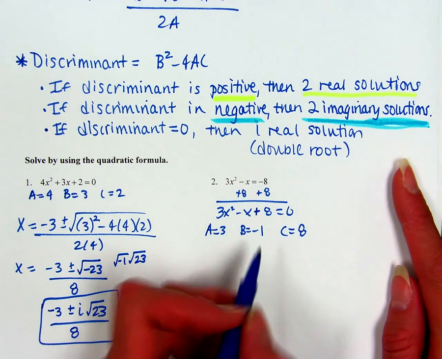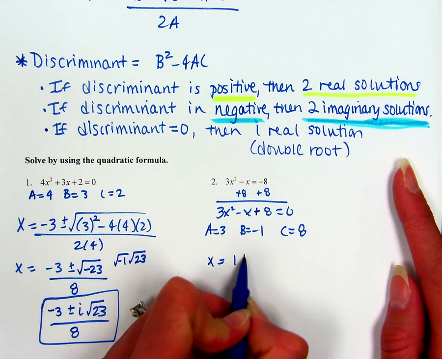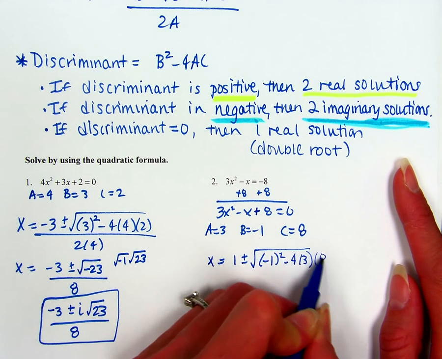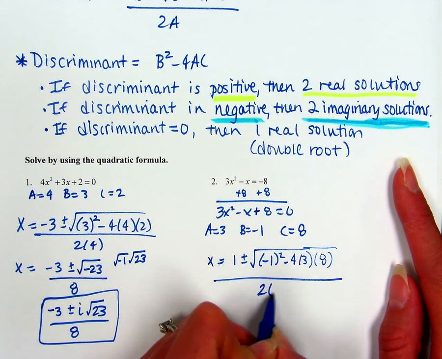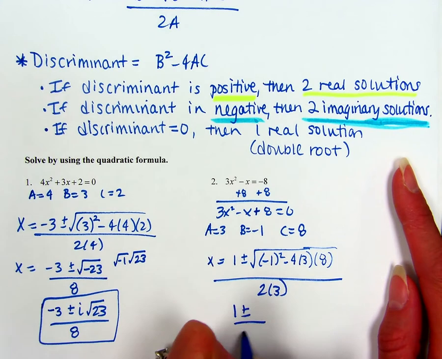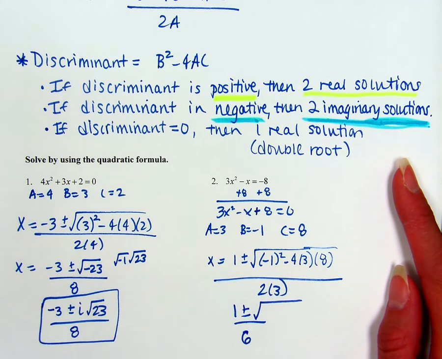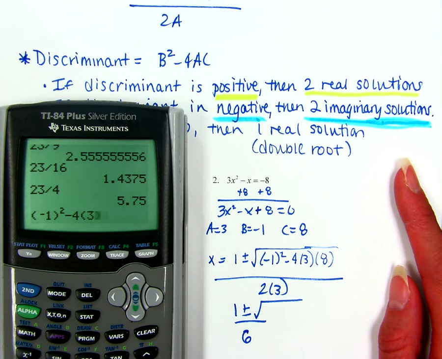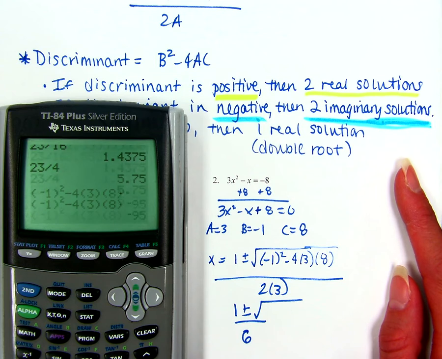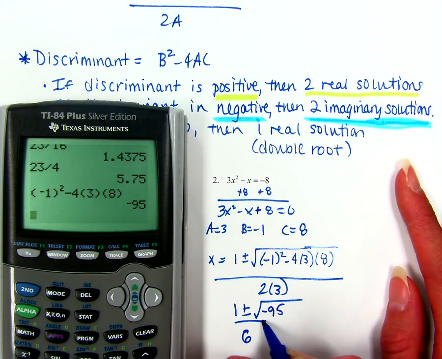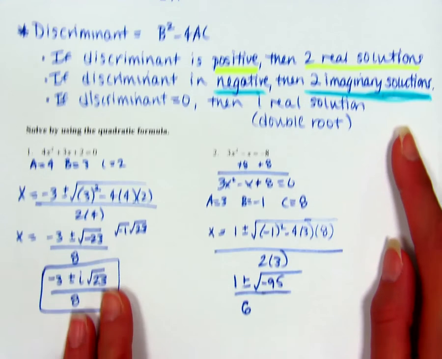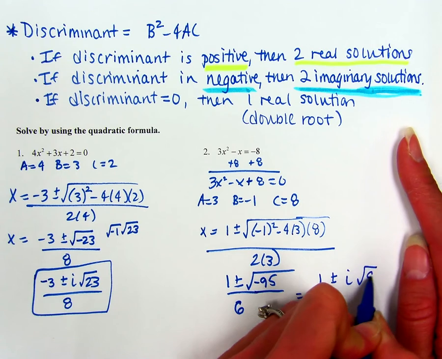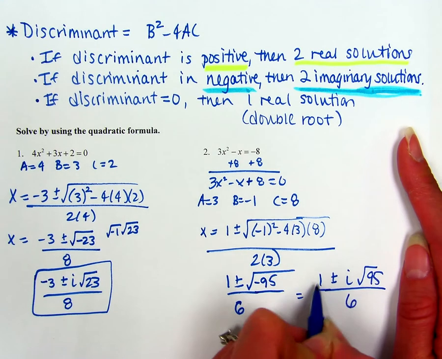Alright, problem number 2. We have a, b, and c already labeled, so it's opposite of b plus or minus the square root of b squared minus 4ac all over 2a. So 2 times 3 is 6, and now I just need to figure out what this is. So negative 1 squared minus 4 times 3 times 8, and that gives me negative 95. And just like the last one, there's no perfect square that goes into negative 95, so it's 1 plus or minus i root 95 over 6.